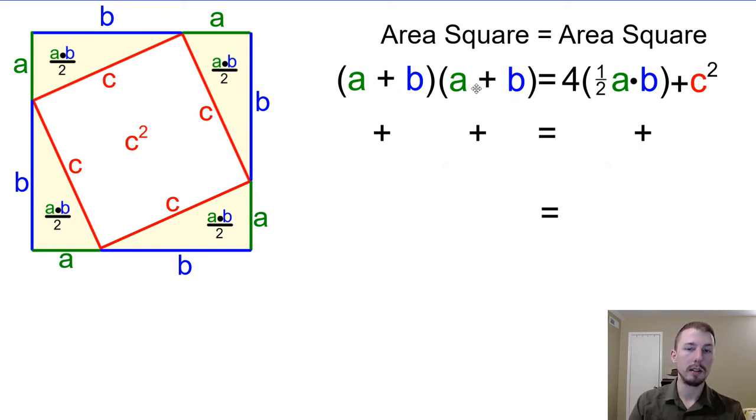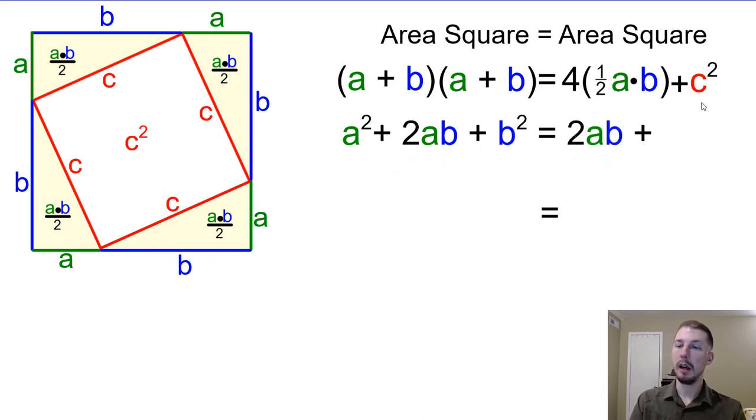Well, if we do the base times the height here, we end up doing first, outside, inside, last, which is basically FOIL, right? So first would be A squared, inside and outside would be 2AB, and then last would be B squared. And 4 times 1/2 AB is going to be 2AB, and then plus the C squared on the end. So these equations are still balanced and still equal.